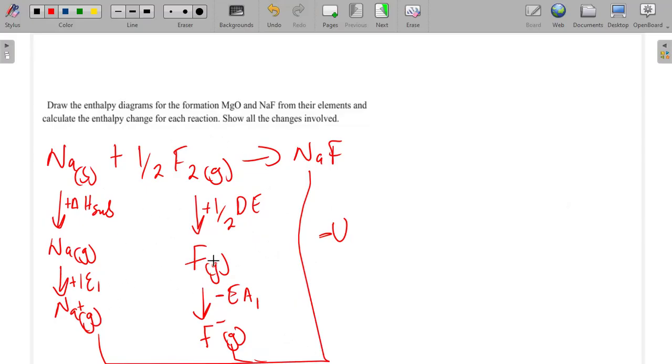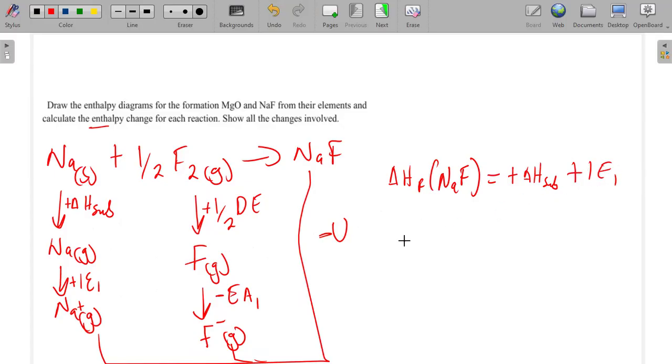Now we also need to calculate the change in enthalpy for the formation of sodium fluoride. The change in enthalpy of formation is going to be equal to the sum of the energies. We get the first one, which is the enthalpy change of sublimation. Then we have the first ionization energy for sodium.